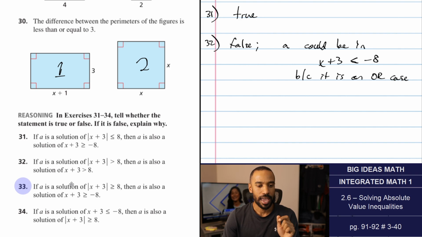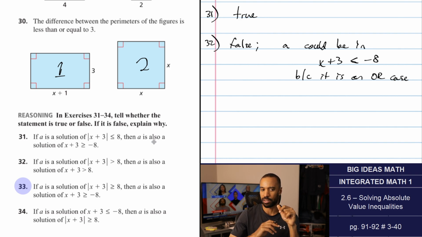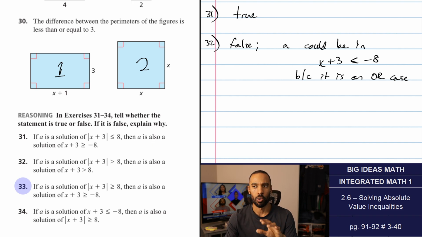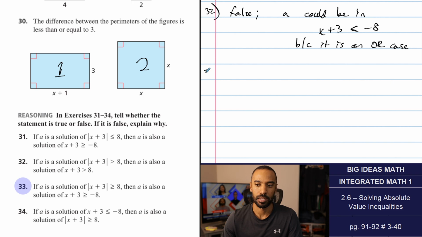Number 33, if A is a solution of this, then A is also a solution of that. Greater than or equal to 8. Greater than or equal to negative 8. No, it would be less than or equal to negative 8 as part of the OR set. That one's false. Or, I mean, a lot of this is false as far as the premise goes.